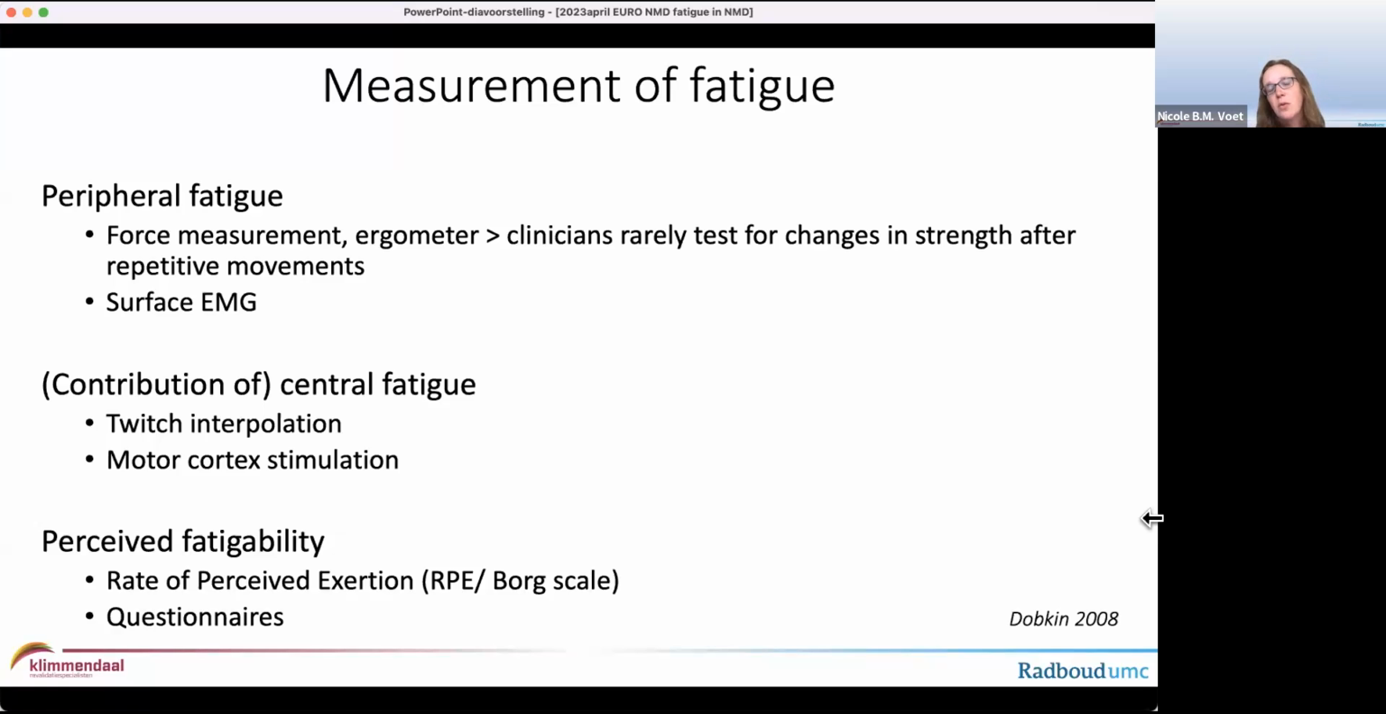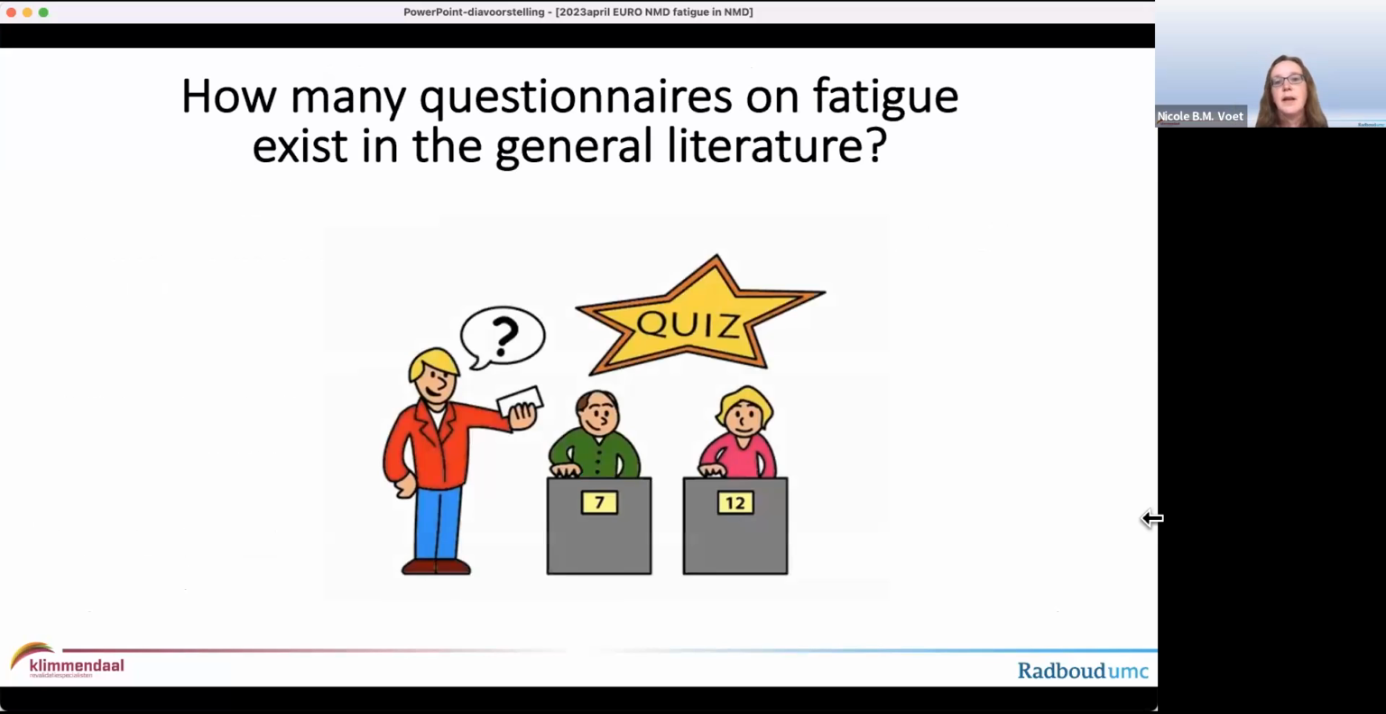But we do not know exactly what central fatigue means. You see that the research regarding central fatigue is more or less decreasing, but I think it's still very important to know what's lying behind it, because it's a difference between what you deliver in daily life and what you can deliver. The last one, the perceived or more subjective fatigability, can be measured by the rate of perceived exertion and by questionnaires.